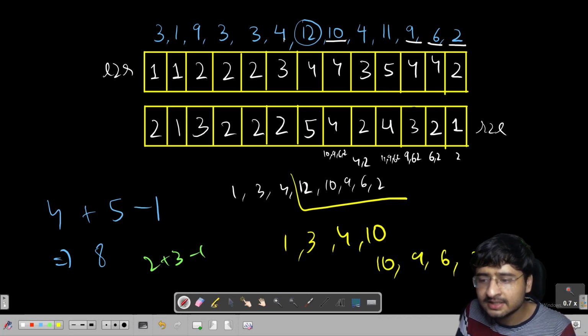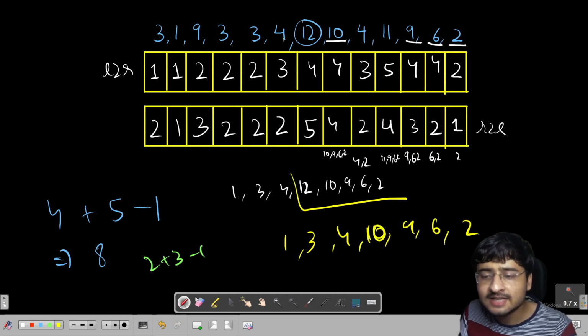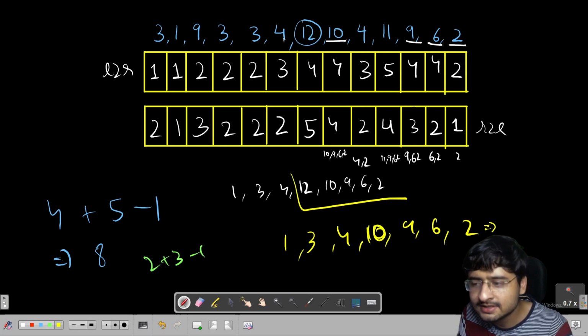Let's say 10 is the last person, so it will stand behind this 9, and 9 will stand behind this 6, and then 2, right? So you can see 4 from this side, 4 from this side, and if I overlap these two things, 10 is acting as the middle person, and it is making the longest, you can say, Bitonic subsequence of length 7.